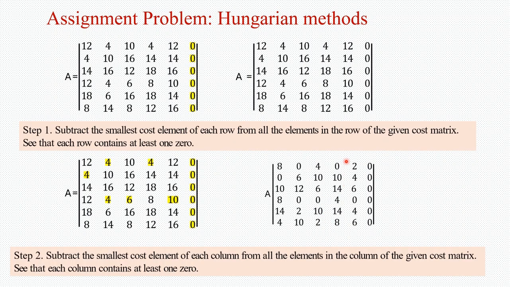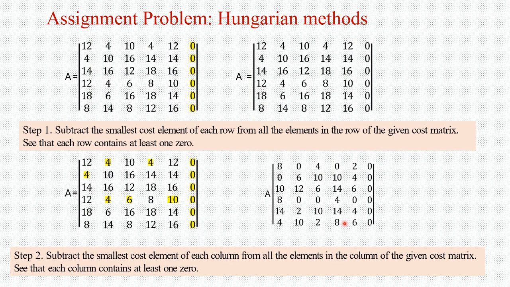Smallest element in fourth column is 4. 4 minus 4 is 0. 4 minus 4 is 10. 8 minus 4 is 14. 8 minus 4 is 4. 18 minus 4 is 14. 12 minus 4 is 8.